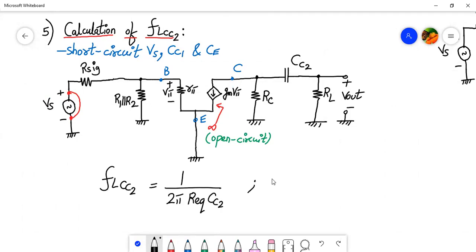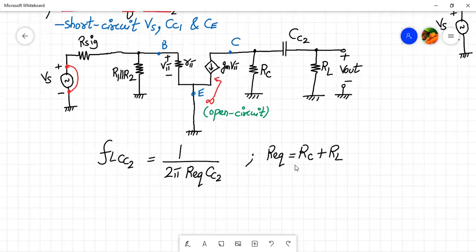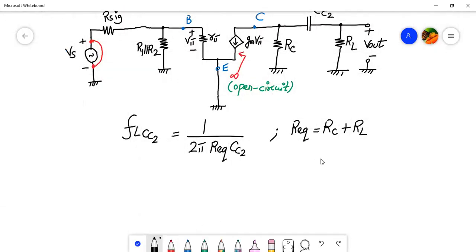And over here, what is the R equivalent? R equivalent will be RC plus RL, not RC parallel to RL. So kindly note that it is plus, not the other way around. Let's find out the R equivalent. RC value is 4 kilo ohm, so 4K plus RL, which is 2.2K. So R equivalent will be how much? 4 plus 2.2, that will be 6.2 kilo ohms.